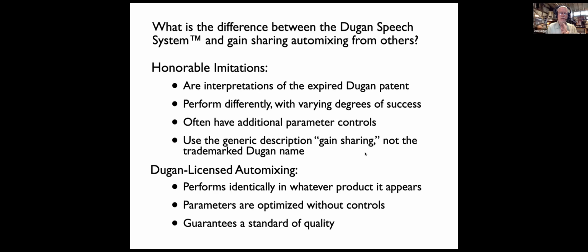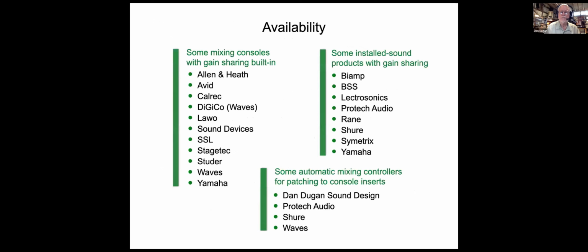Now, I still sell automatic mixing controllers, which are black boxes, which put the function into your console. And this is sort of modeled after Dolby. It's a process which, no matter who manufactures it, performs identically. And the parameters are optimized. You don't adjust the algorithm, and it is a standard of quality. So if you have a Dugan licensed automatic mixer, you know exactly what it does, and it does exactly what you want, I hope. And there are lots of consoles available with automatic mixing in them, gain sharing, and these are the ones which are actually licensed from me.